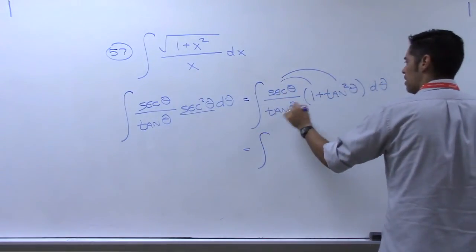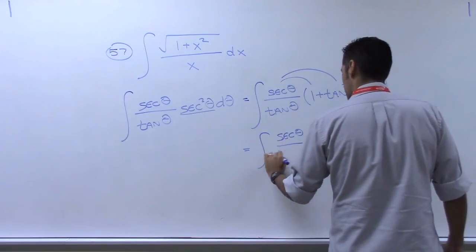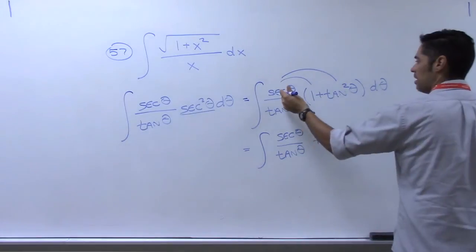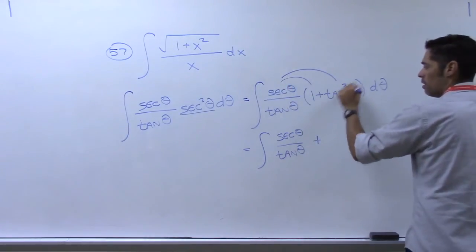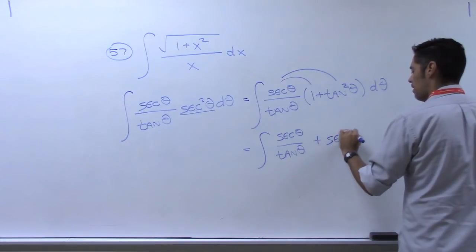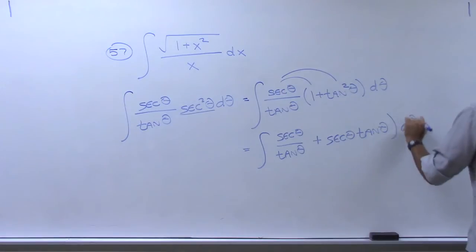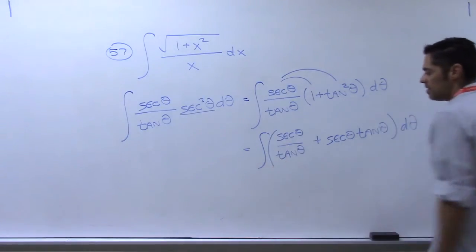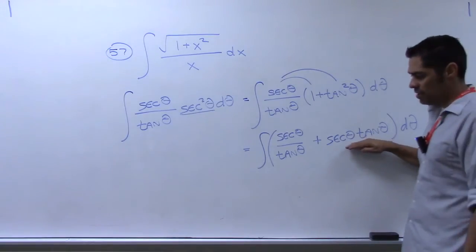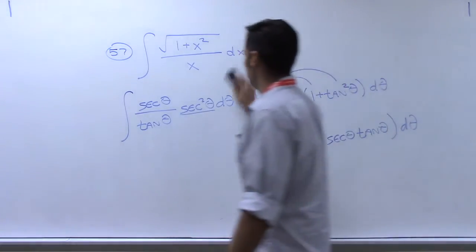Well, secant theta over tangent theta times 1 is secant theta over tangent theta. And then plus, now secant theta over tangent theta times tangent squared theta, one of the tangents cancels. You have 1 on top still, so you have secant theta tangent theta d theta. And the nice thing about this is I know the antiderivative of secant theta tangent theta. It's just secant theta. So I can handle that. I just need to be able to handle this.